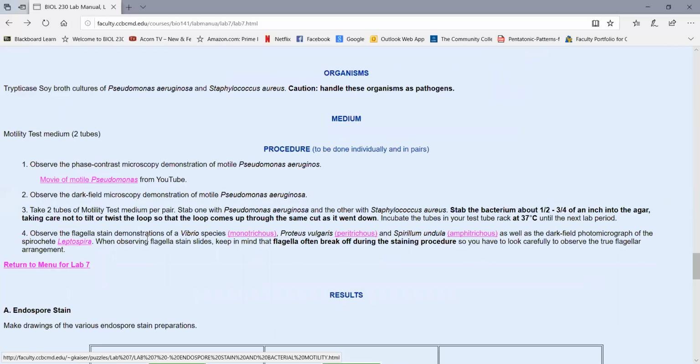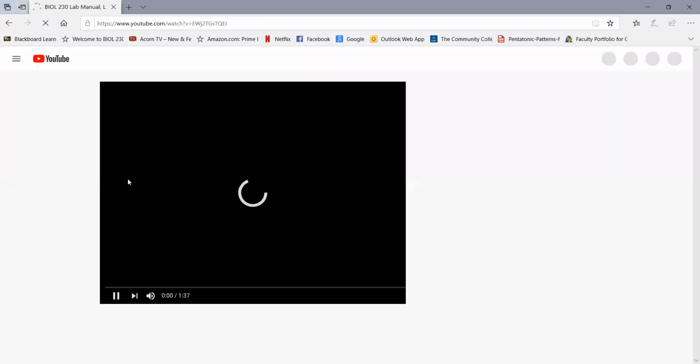So for the motility test part of the lab, we have several things we're going to be looking at and 2 tubes we're going to inoculate. We're not going to actually observe the phase contrast microscope, but again, we'll show you that YouTube movie of motile Pseudomonas under phase contrast microscopy. So again, if we look at that video that I showed you just a few seconds ago, we'll load it in again.